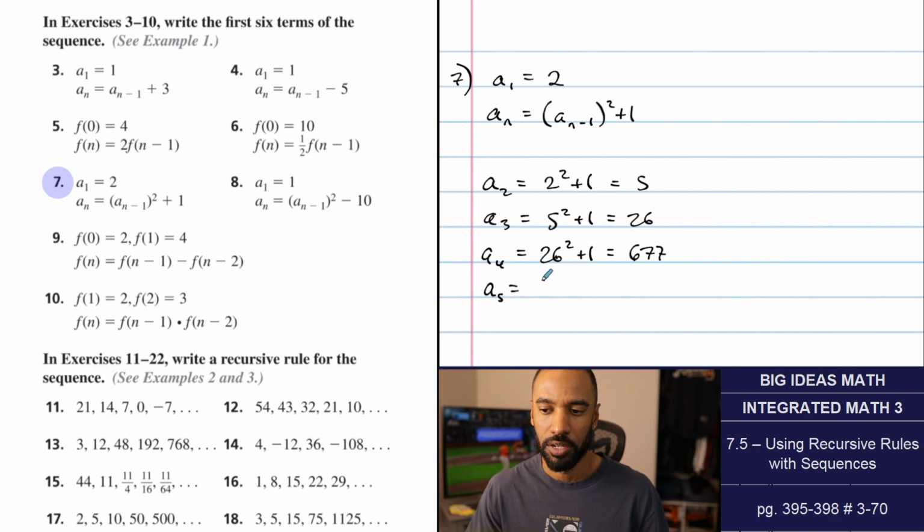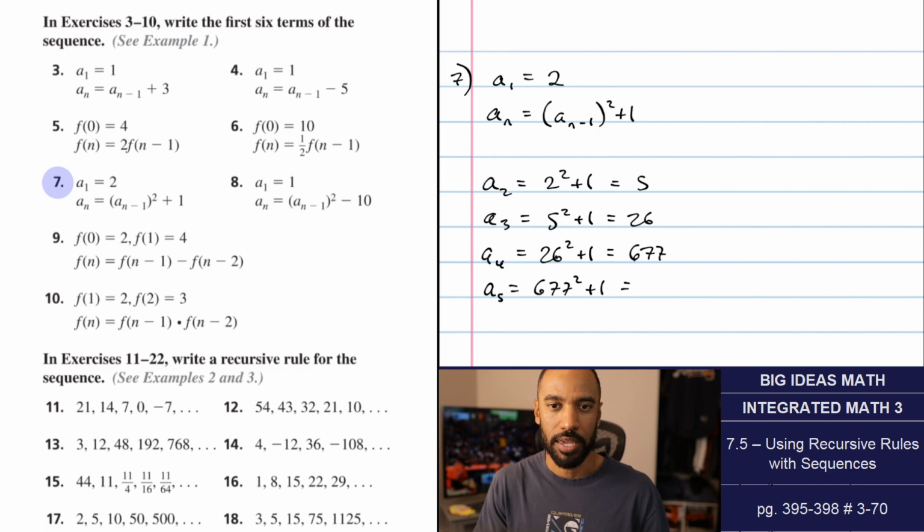And I think what I'm going to do here for the next 2 terms is this. I'll show you in the calculator. 677 squared plus 1 equals. So right here, in the calculator, I just did this last thing plus 1. So I can do the previous answer squared plus 1, and I'll hit enter twice, basically. Boom. Oh my goodness, that's a big number.